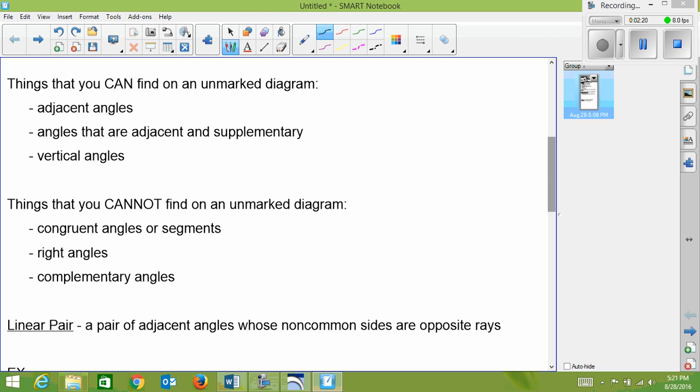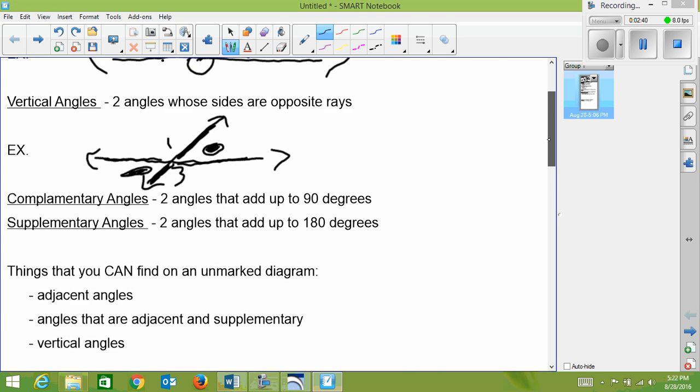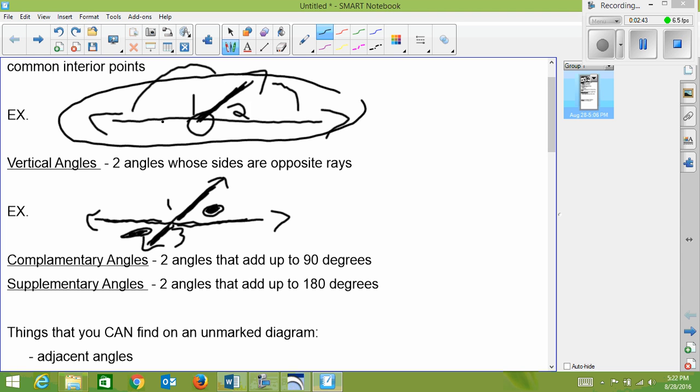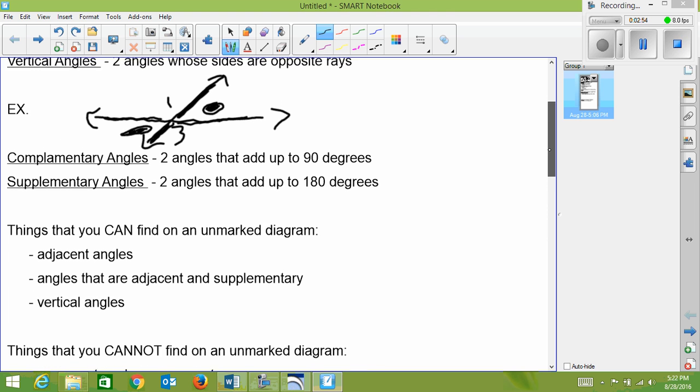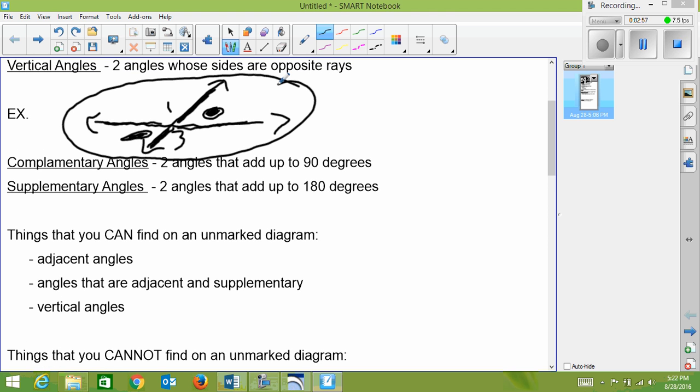Things that you can find on an unmarked diagram. So things that don't have the angles and things measured, the measurements on them. You can still figure out what would be an adjacent angle. You can see angles that would be connected to each other. You can see angles that are adjacent and supplementary, because if they make a straight line and they are beside each other, like this one up here that I drew, this one right here would be considered adjacent and supplementary because it makes a straight line, a straight angle. And vertical angles. You would be able to tell on this one right here that those are vertical without knowing what the degrees are, because they share the opposite rays.